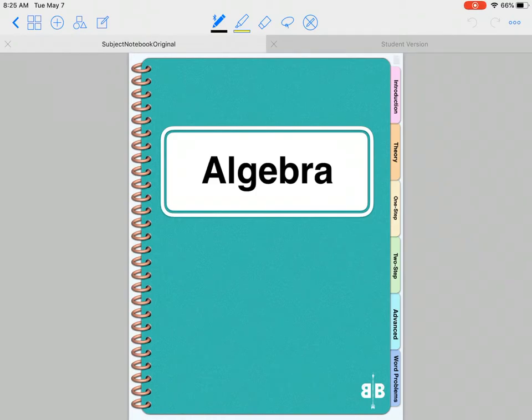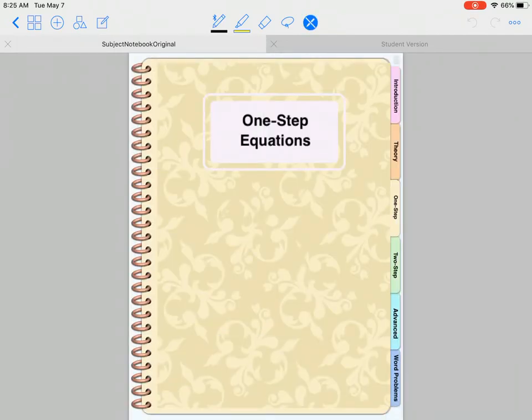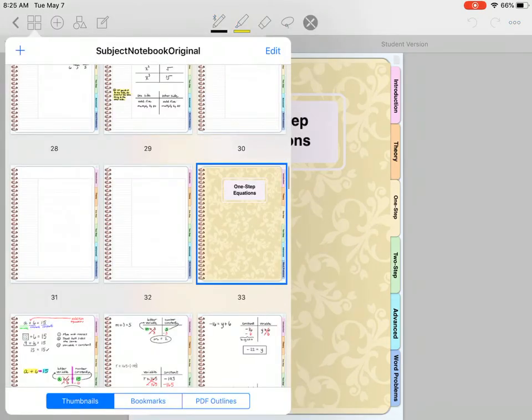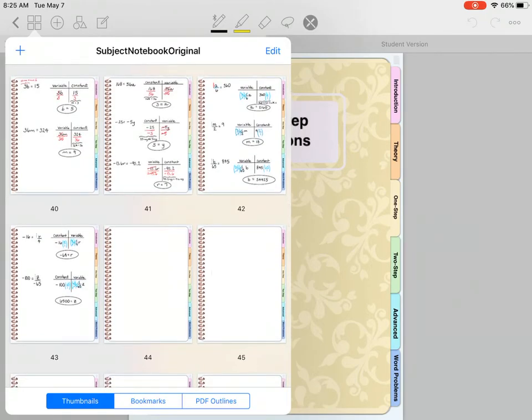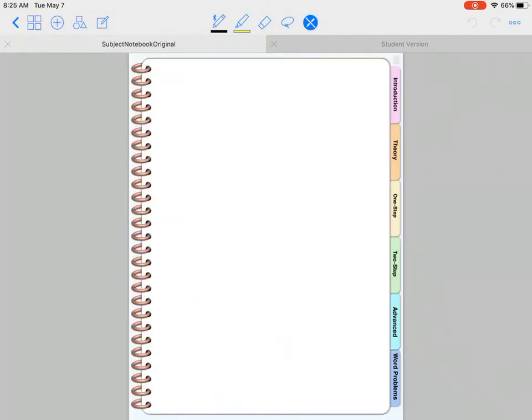And we are ready to look at some division equations in our one-step category. So let's go to the one-step section. I am not going to ask you to watch me flip through all of these. Let me just go to the next page and we'll take a look at some division equations.